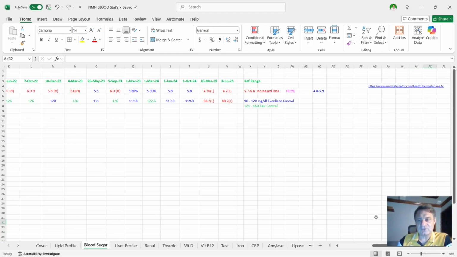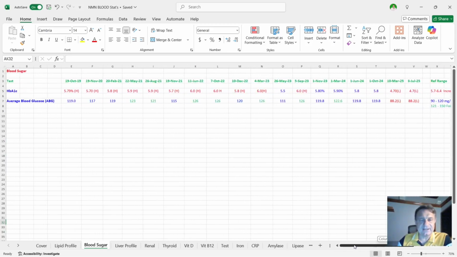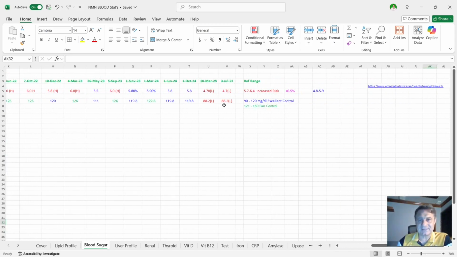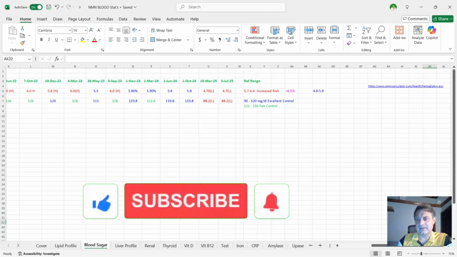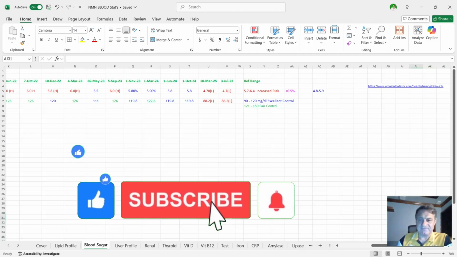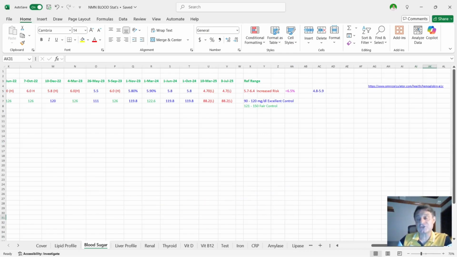Then my blood glucose score, you can see there on the second row, is 88.2. It says that between 90 and 120 is excellent control, but it doesn't say if the 88, which is only two below the 90, is actually detrimental. So I may need to look up information on that particular subject. So that's it for my blood sugar scores.